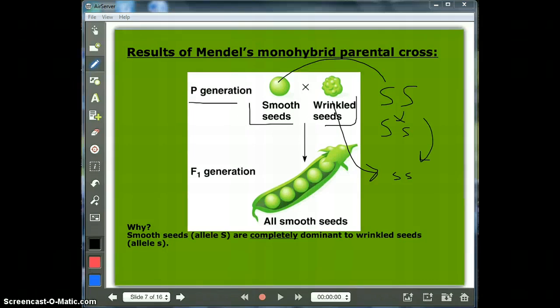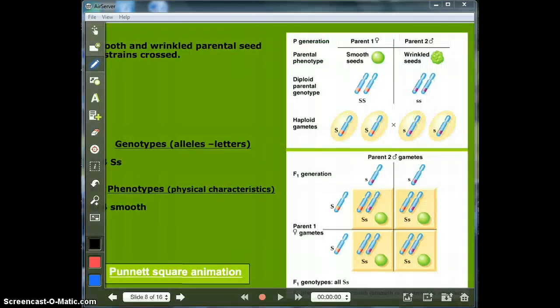What he found out is every single one developed smooth seeds. Why were they all developing smooth seeds? In terms of a cross, what he ended up seeing is that if you were homozygous dominant, having two capital letters, and you crossed it with a wrinkled seed, every single time you would end up with smooth seeds, and that's shown over here.